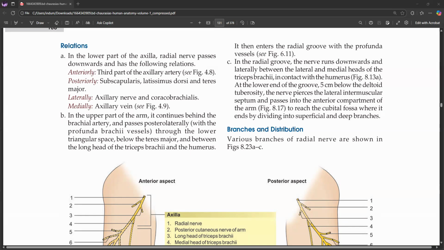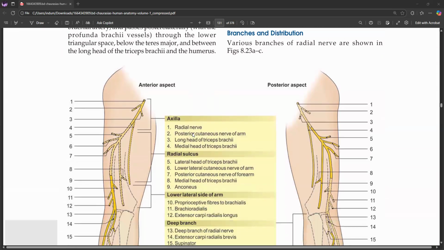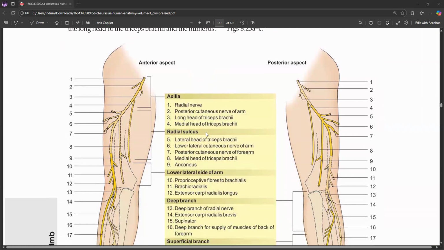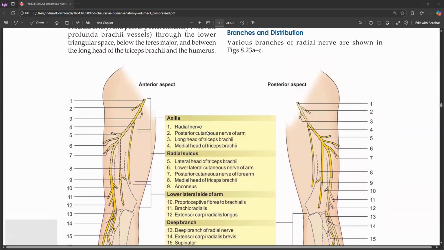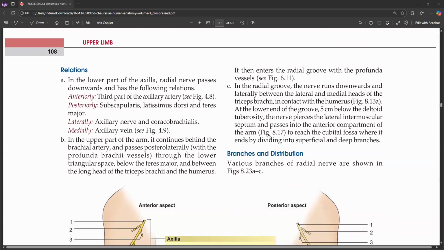In the upper part of the arm, it continues behind the brachial artery and passes posterolaterally with the profunda brachii vessels through the lower triangular space below the teres major and between the long head of the triceps brachii and the humerus. It then enters the radial groove with the profunda vessels. See figure 6.11.